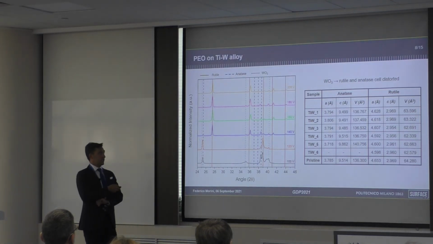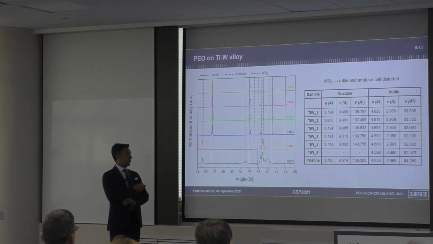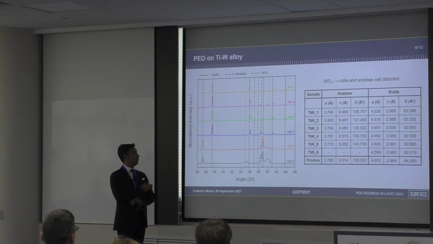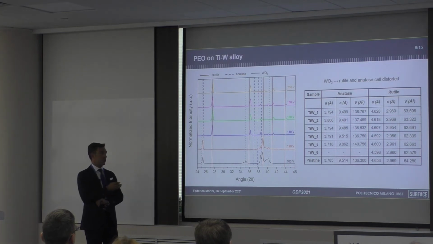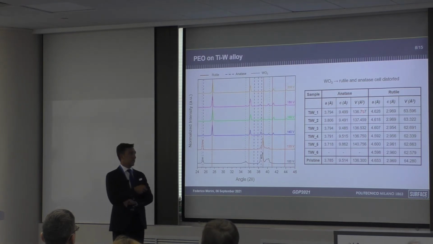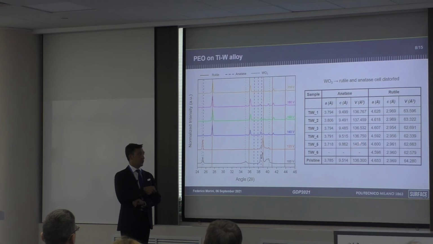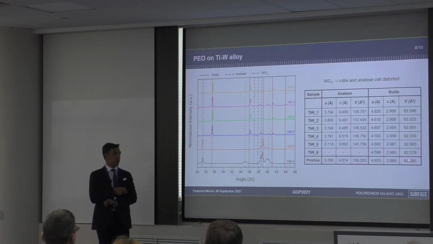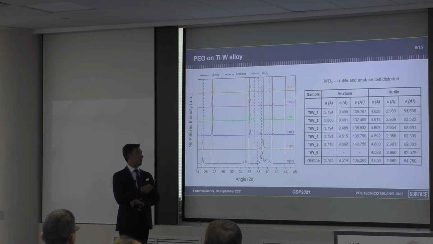Another interesting thing taken from these X-ray diffraction patterns is that both rutile and anatase peaks are not centered in the original position but are shifted, and this is due to the presence of both tungsten and tungsten trioxide. In particular, anatase tends to increase its cell volume by increasing the voltage, and the rutile tends to decrease its volume as the voltage increases.